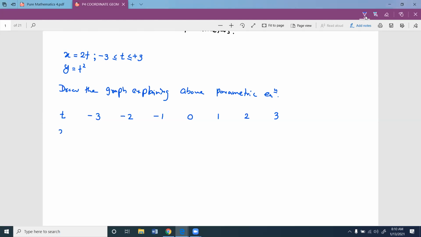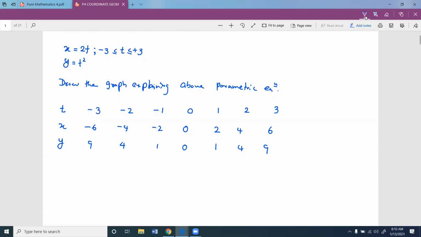So x is equal to 2t, that is -6, -4, -2, 0, 2, 4, and 6. Then you can get the y values from t squared. That is 9, 4, 1, 0, 1, 4 and 9.